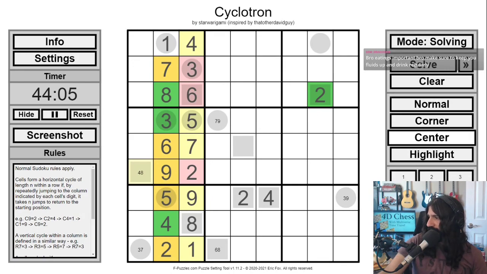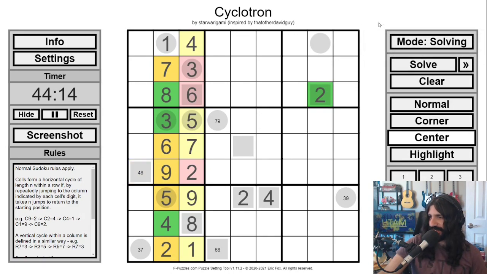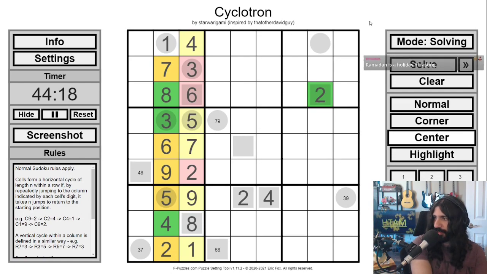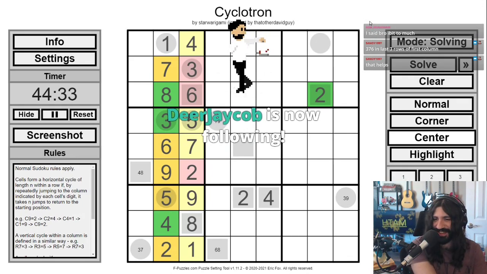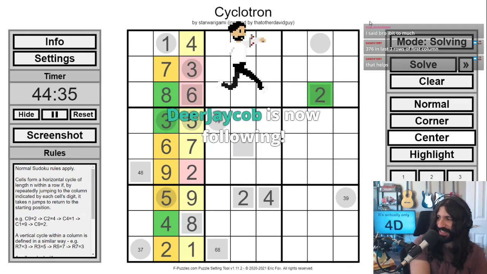Oh, there we go. Breathing's important. Make sure you keep your fluids up. Yeah, no, it's Ramadan right now. So the whole concept of the practice is that, you know, between sunup and sundown, you're fasting. So no food or water. We already opened the stream with a lot of Ramadan talk. Dear J. Cobb, thank you so much for following. Welcome to the channel. Thanks for the support. Hope you enjoy. Welcome, welcome, welcome.